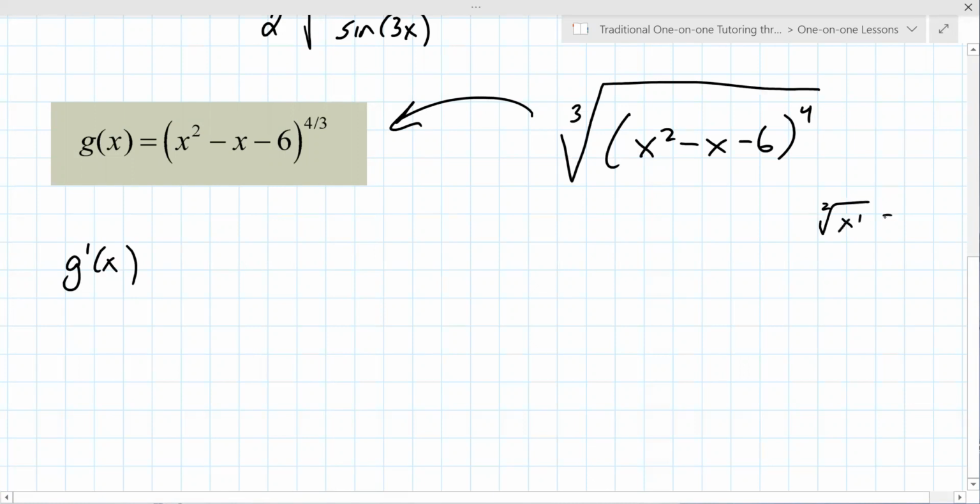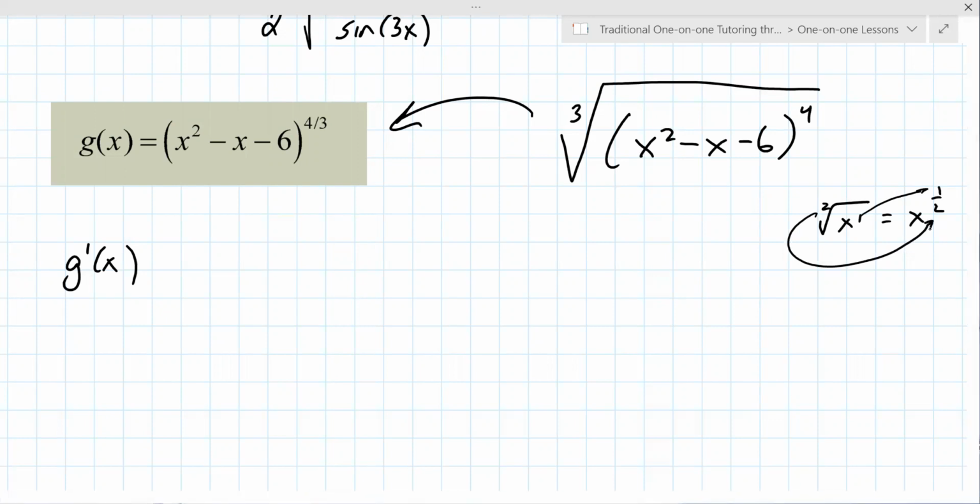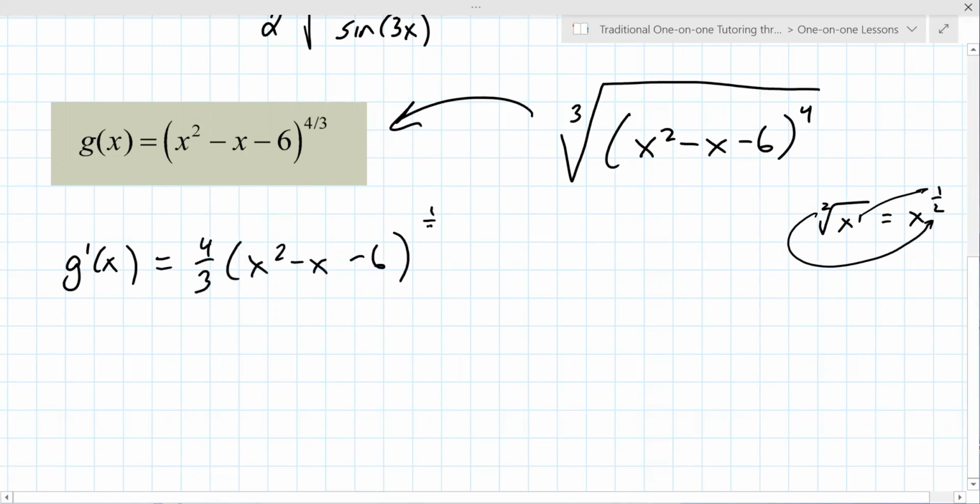I think I wrote this once before: the square root of x to the 1 is x to the 1/2. That's probably the best way to remember it if you're ever unsure on an exam. A third times 2x. Okay, I got it. I think it's 4/3 x squared minus x minus 6 all to the 1/3 times 2x minus 1.